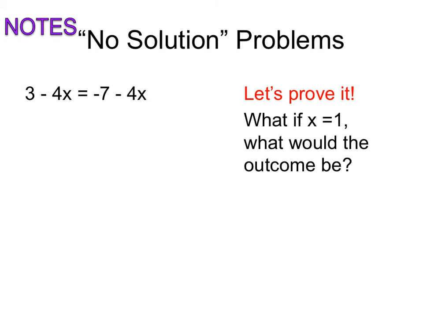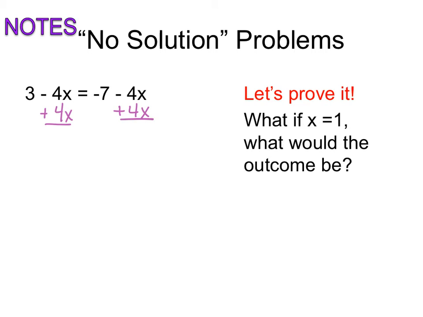What does it mean to have no solution to a problem? Well, let's look at this example. I have 3 minus 4x is equal to negative 7 minus 4x. I'm going to try to move this negative 4x onto the right side with this other negative 4x. So I go and I add the opposite to my equation. I add 4x to the left side, and whatever I do to the left, I also do to the right.